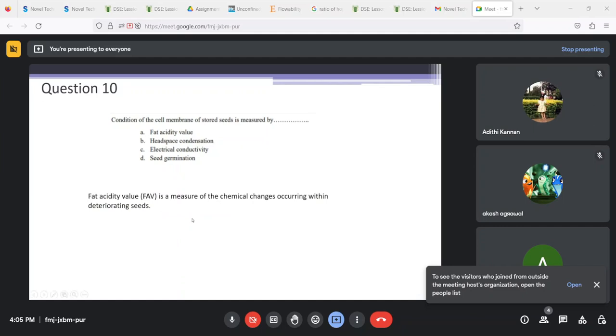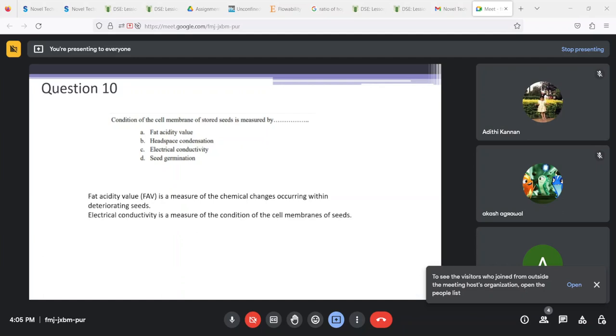So the fat acidity value, which is FAV, is the measure of chemical changes occurring within the deteriorating seeds. The seeds that are no longer fine, that keep degrading, will have a change in their fat acidity value. That is, the chemical components inside your seed will start changing as it starts degrading. These chemical changes can be calculated from a parameter known as fat acidity value. So this is one of the methods to figure out if the seed is fine or not.